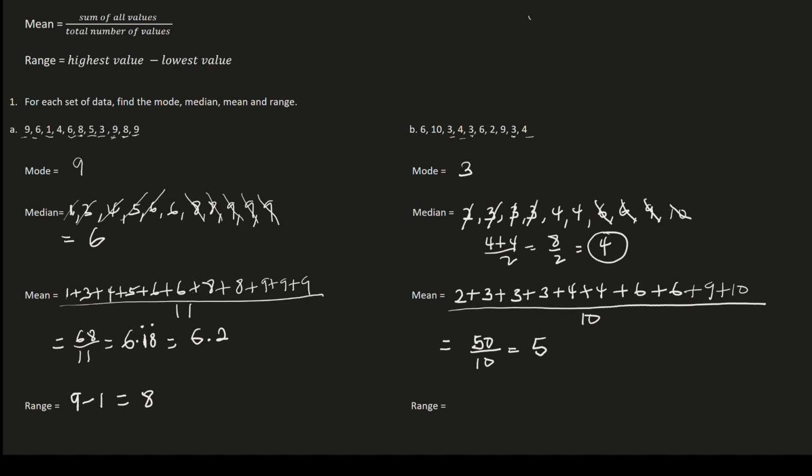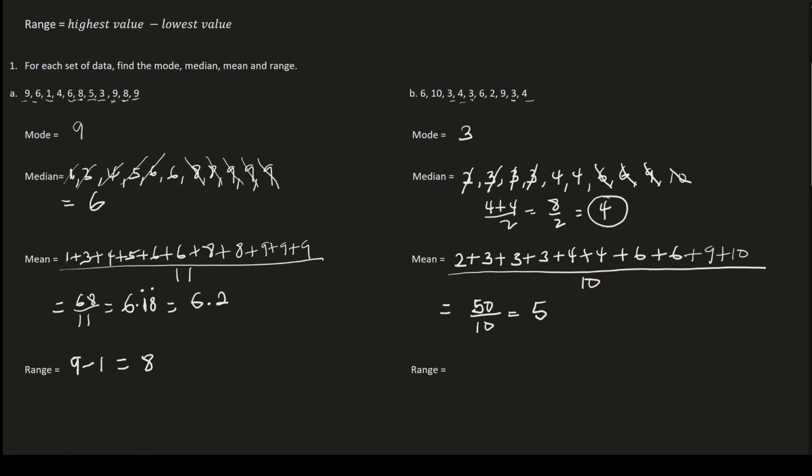Now let's move on to the range. The range is highest minus lowest. So my highest number there is 10, and the lowest is what? 2. So this is equal to what? 8. So my range is 8, and then my mean is 5.